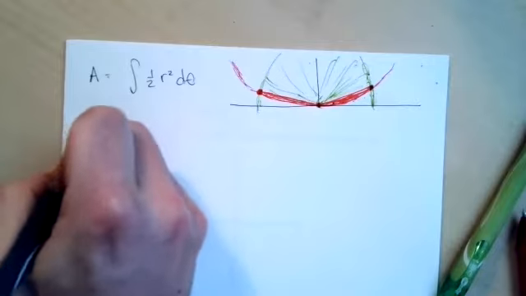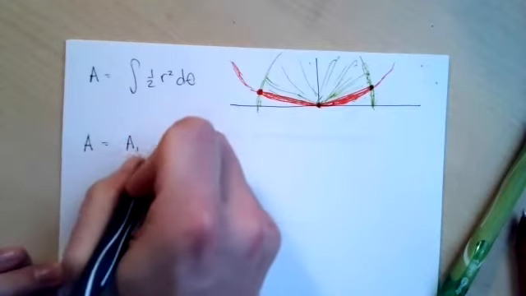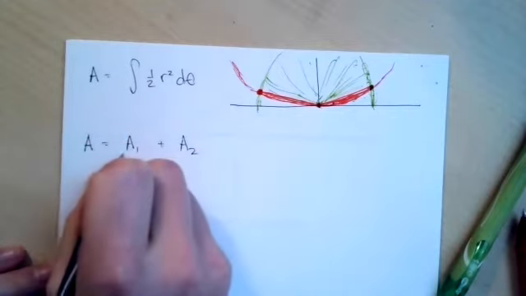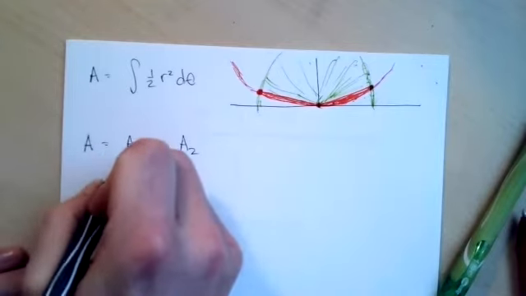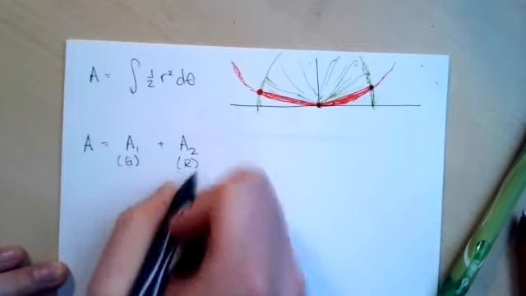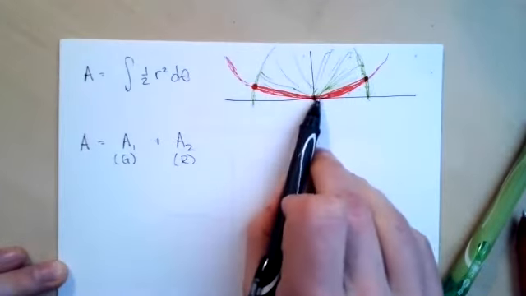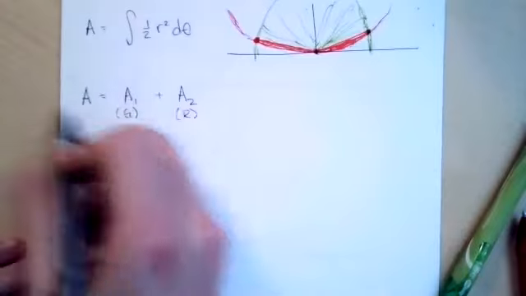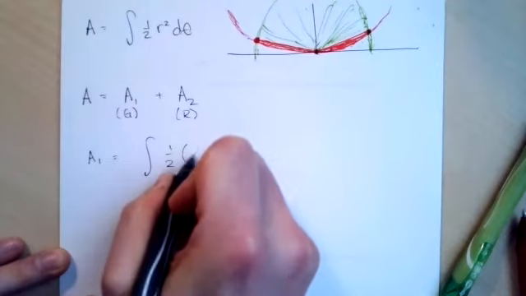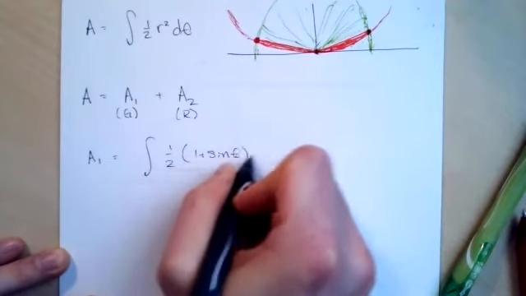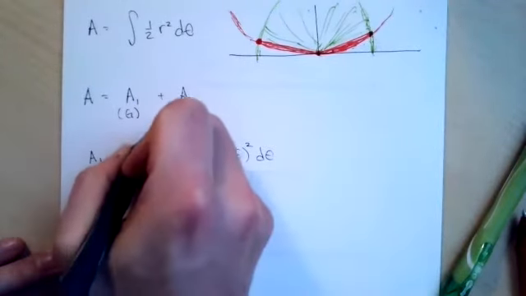So our area, let's actually write it. Area is equal to A1 plus A2. So A1 is going to be the area inside curve 1. This will be our green. And then this one's going to be our red. So R1 was our cardioid. R2 was the red. So how do we find A1? 1/2 r squared, so 1 plus sine theta squared d theta. And the bounds are going to be theta 1 to theta 2.